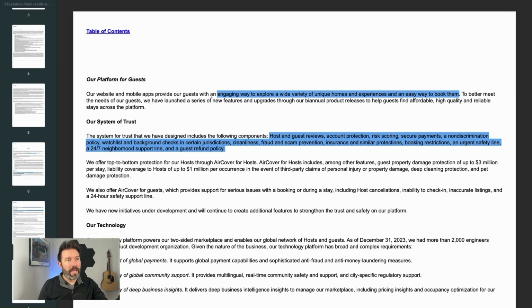But again, I want to just highlight this. This is a platform company. So this is a technology company that's connecting people. It doesn't necessarily take the same ownership and responsibilities that a hotel does, for better or worse, but just important to understand that in the business model.